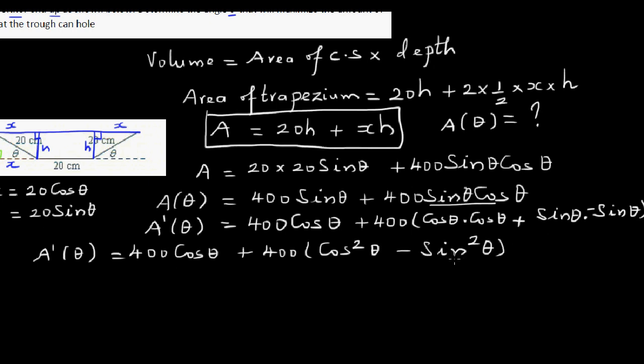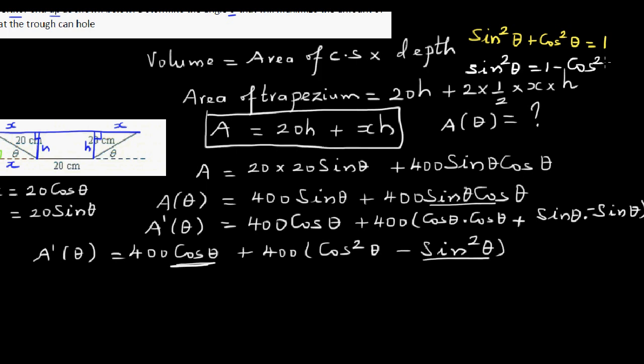You already have this cos theta, so I want to change the sine squared to cos squared. I hope you know the basic identity. Let me write it: sine squared theta plus cos squared theta is 1. So sine squared is 1 minus cos squared theta. Now if you multiply both sides by negative, minus sine squared is going to be cos squared minus 1.